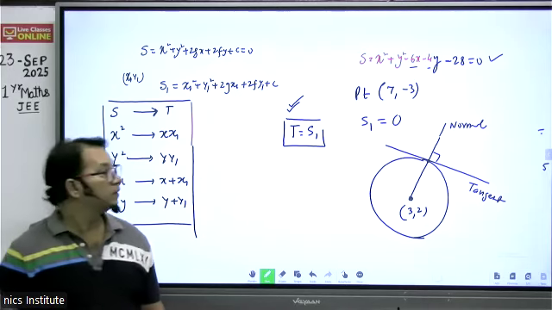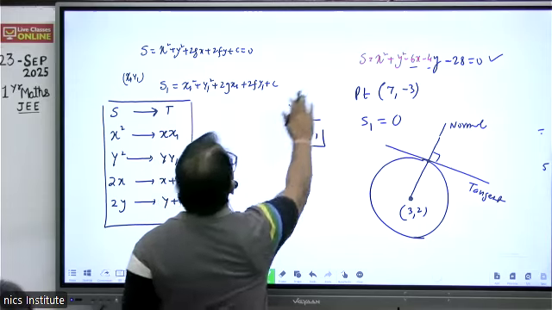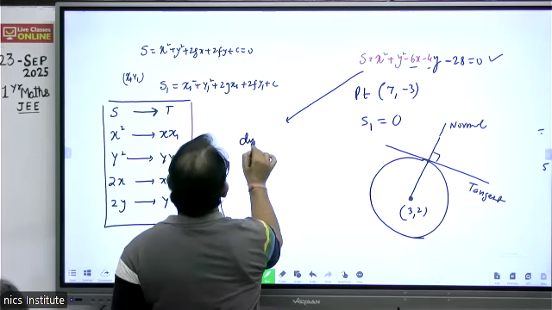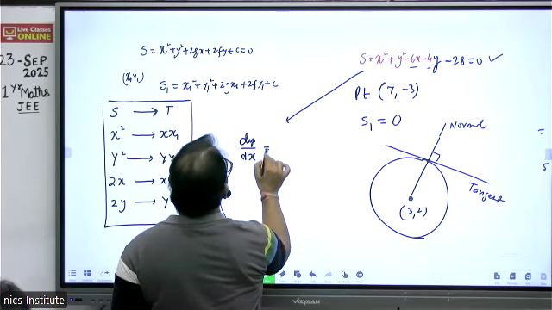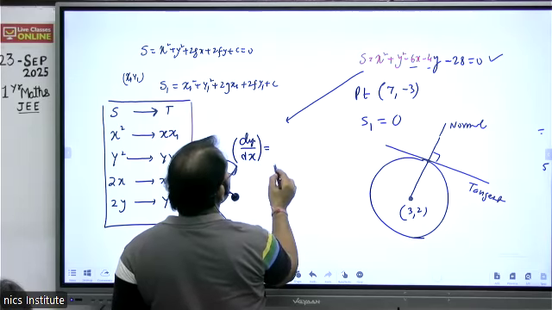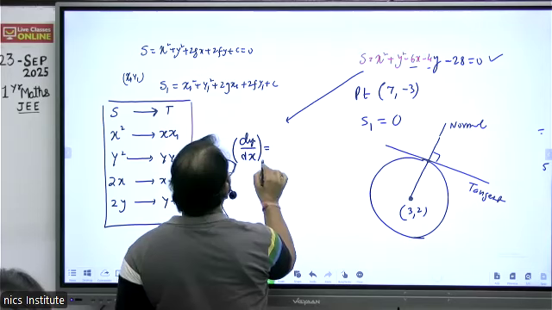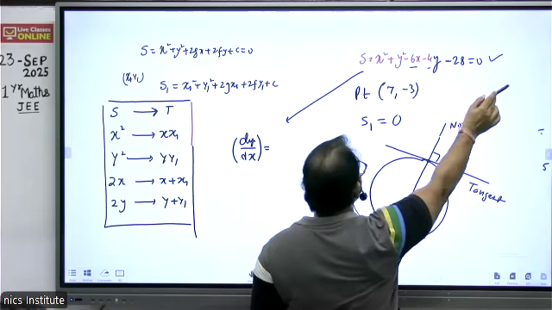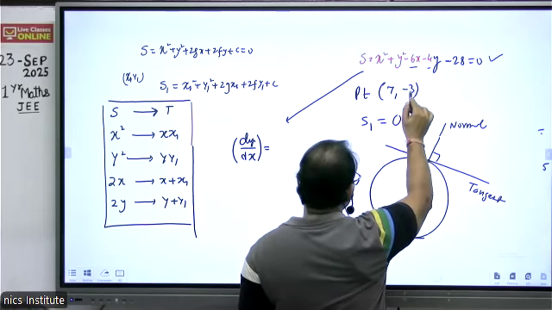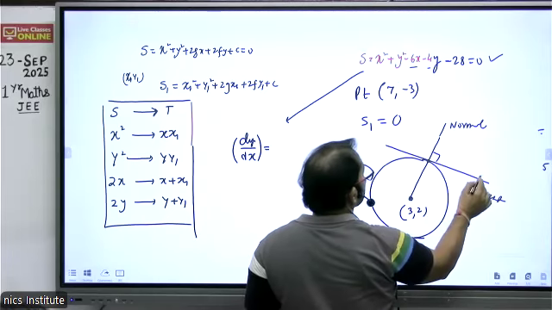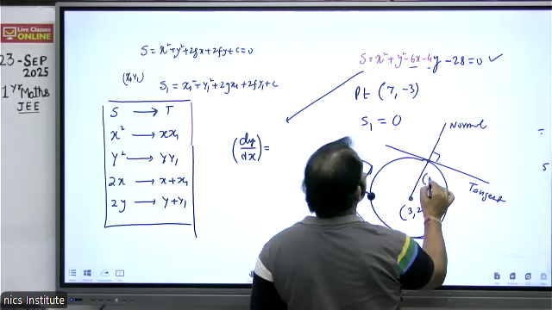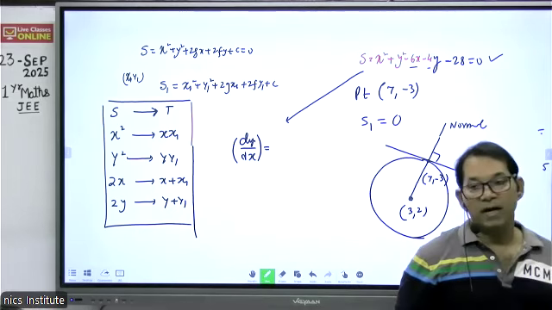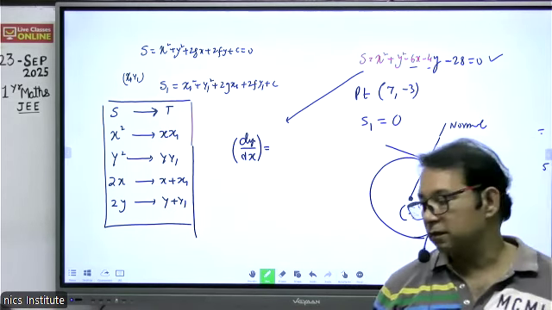How will you do it? You can differentiate the equation of the circle with respect to x. Substitute the point and you get dy by dx, and that will be nothing but the slope of the tangent. Then you can use the one point form. First differentiate the entire thing with respect to x. Wherever you have x, replace it by 7, and wherever you have y, replace by -3. Find dy by dx by differentiating the equation of the circle.